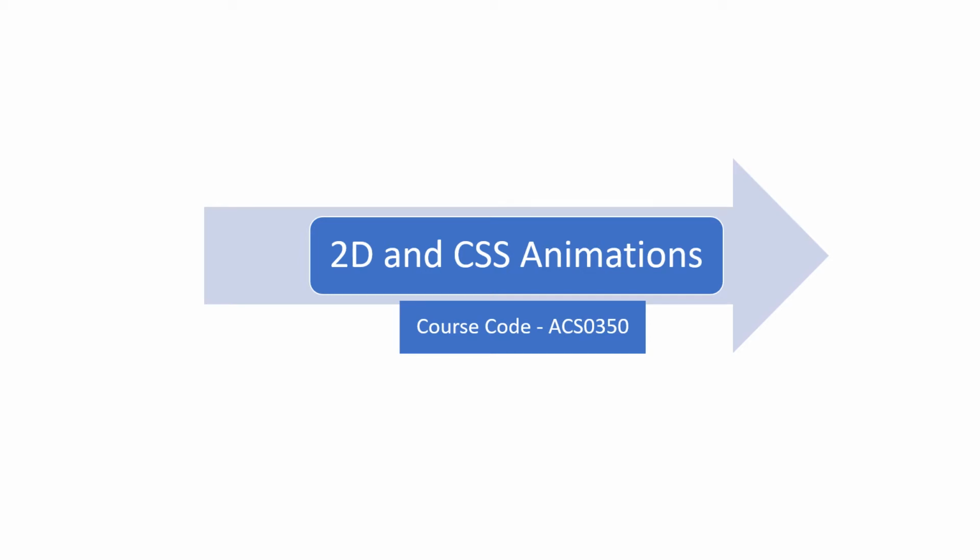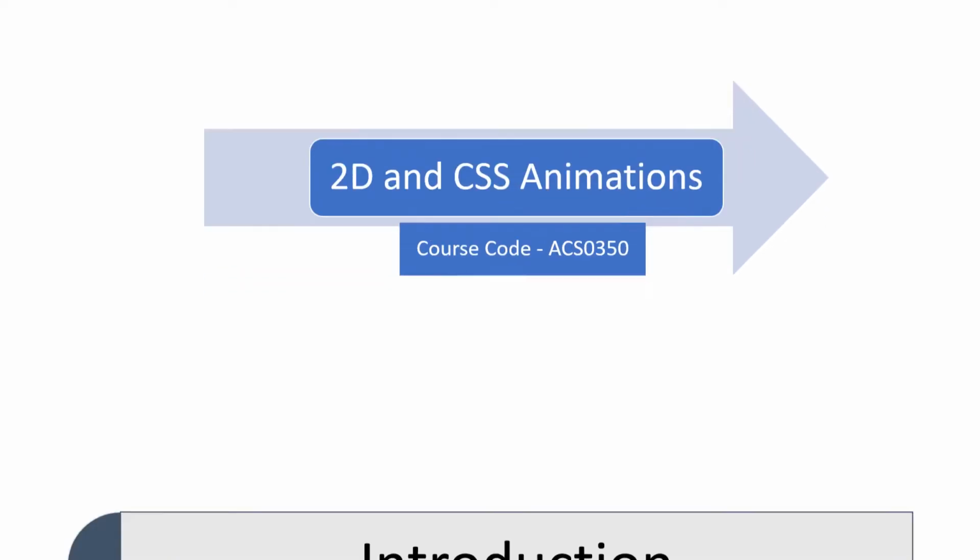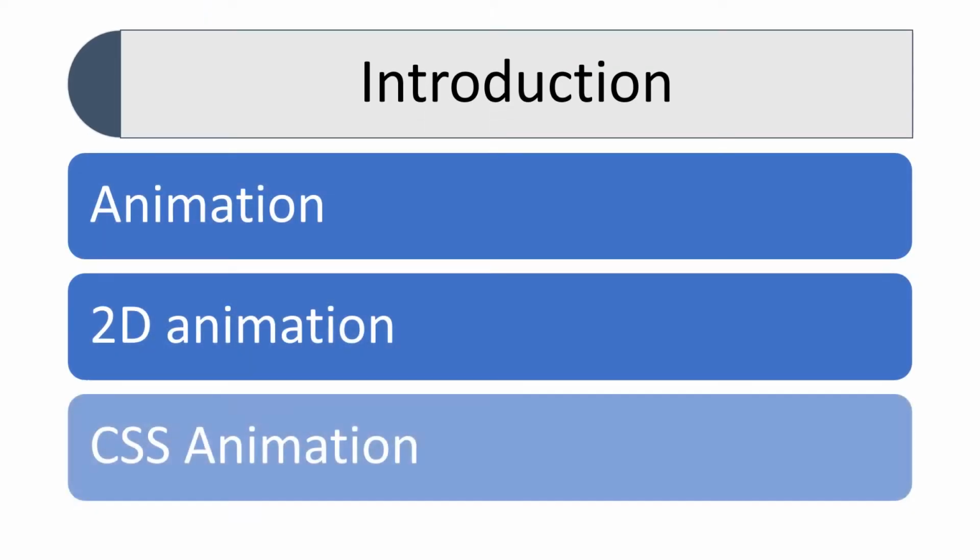Today, we are going to talk about 2D and CSS animations course. So, let's start with what is animation. Animation is a method in which figures are manipulated to appear as moving images.